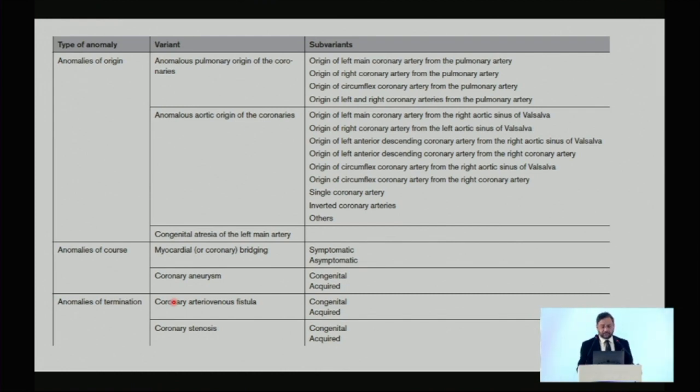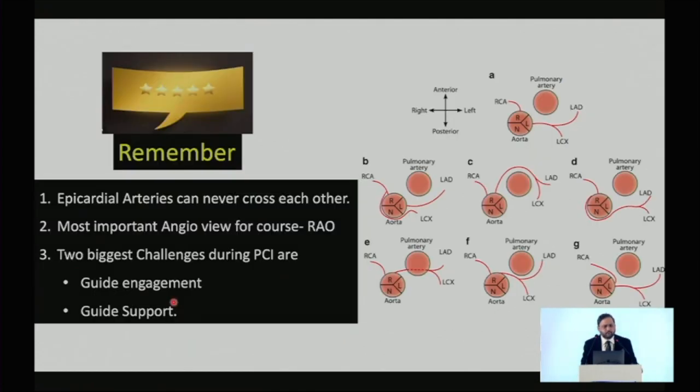However, for the point of our discussion today, we will restrict our conversation to anomalous aortic origin of coronary arteries, left arising from right and right arising from left. We'll come back to this again in the concluding slide, but please remember that whenever we are describing the course, the epicardial arteries, because they develop in separate stems in the AV and interventricular groove, can never cross each other anatomically and embryologically.